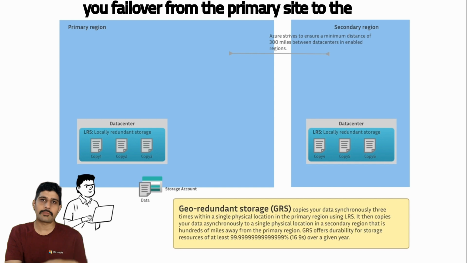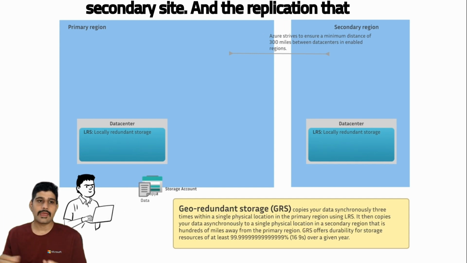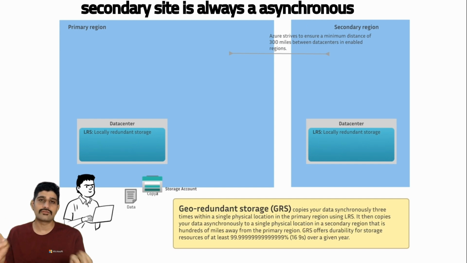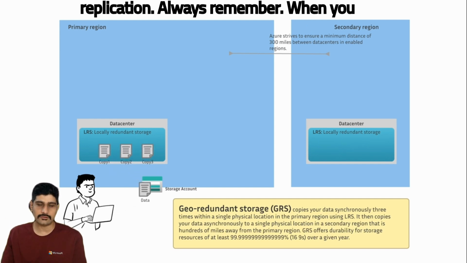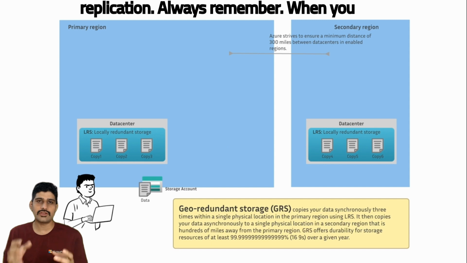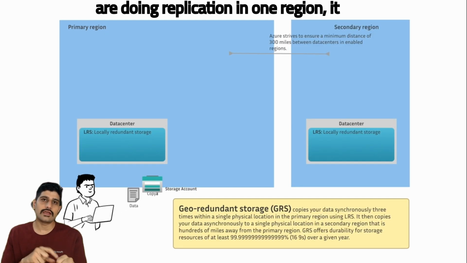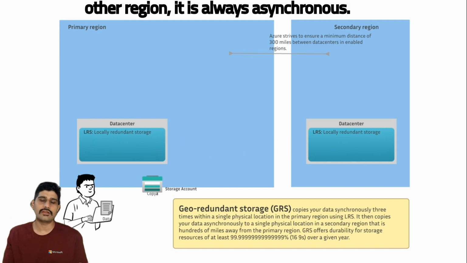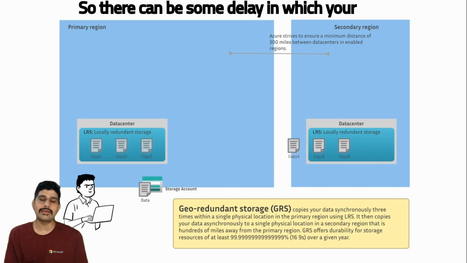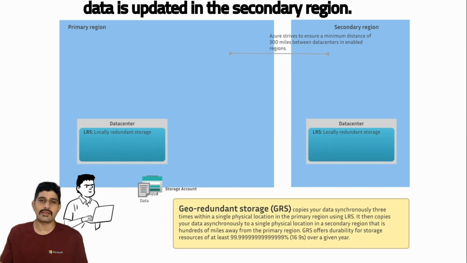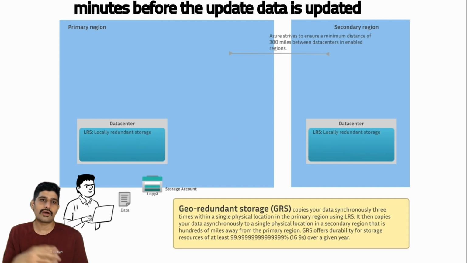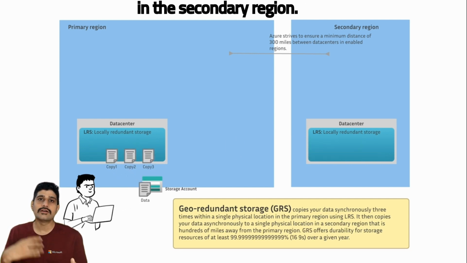So you fail over from the primary site to the secondary site. And the replication that happens from the primary site to the secondary site is always an asynchronous replication. Always remember, when you are doing replication in one region, it is always synchronous. When you're doing a replication from one region to the other region, it is always asynchronous. So there can be some delay in which your data is updated in the secondary region. So maybe you have a delay of 3 to 4 minutes before the data is updated in the secondary region.